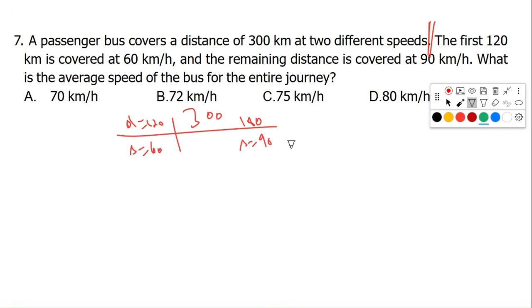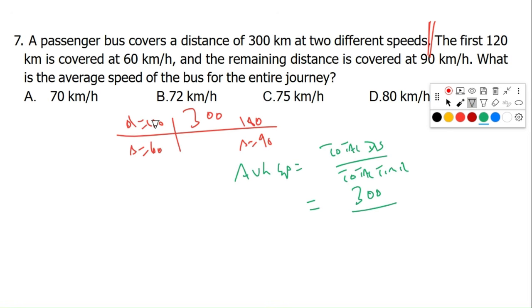So how to get average speed? Average speed is nothing but total distance covered divided by total time taken. So how quickly can you write it now? Total distance is 300. What is total time? First it took 2 hours and again it is taking 2 hours. So 4 hours. So what will be your average speed? 75 kilometers per hour.